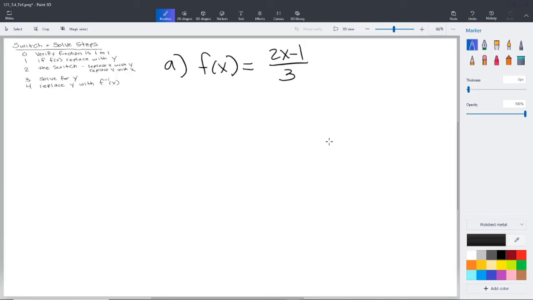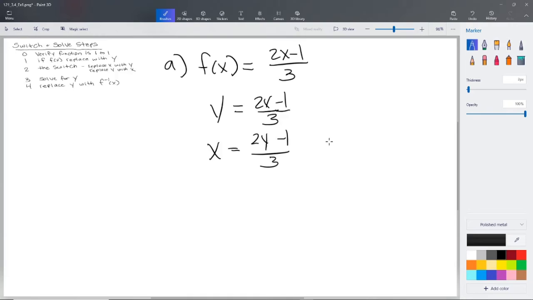All right, then the next step says replace f of x with y. So in other words, y equals 2x minus 1 over 3. All right, so that's step number 1. Step 2, the switch. We switch y and x. So there's one y. This is now going to be x. And there's one x. That's now going to be y. So it's gone from y equals 2x minus 1 over 3 to x equals 2y minus 1 over 3.